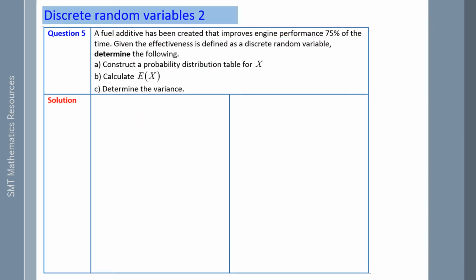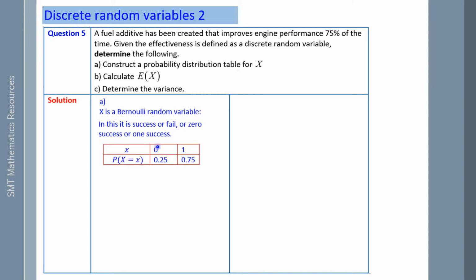Question 5. A fuel additive has been created that improves engine performance 75% of the time. Given the effectiveness is defined as the discrete random variable, determine the following. Construct a probability distribution table for X. In that case, X is a Bernoulli random variable. In this case, you either succeed or fail, so 0 successes or 1 success. So here's my fail, here's my success. There's a 25% chance it fails, and there's a 75% chance it succeeds, which is my distribution table for X.